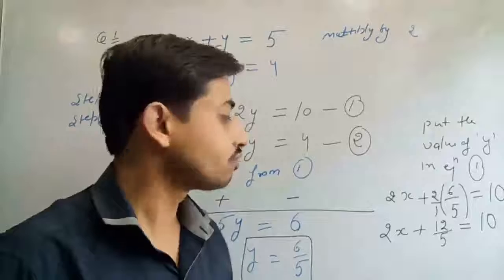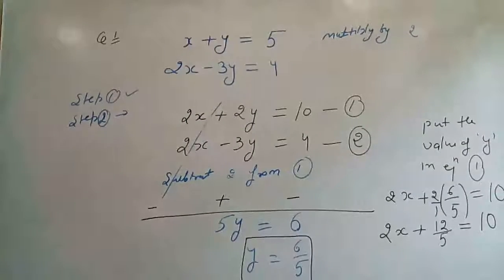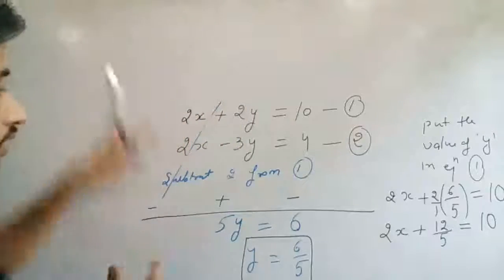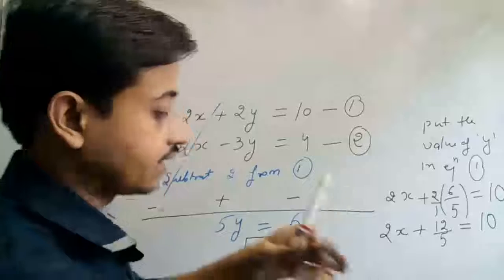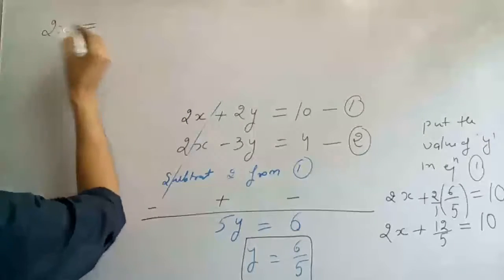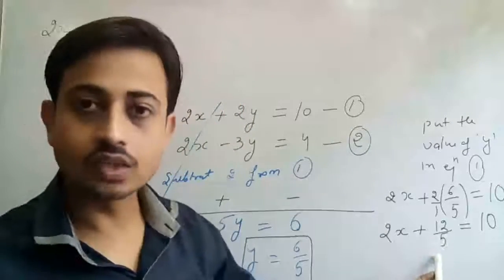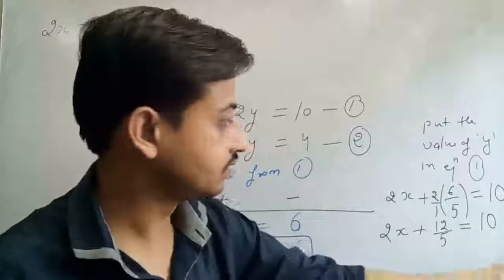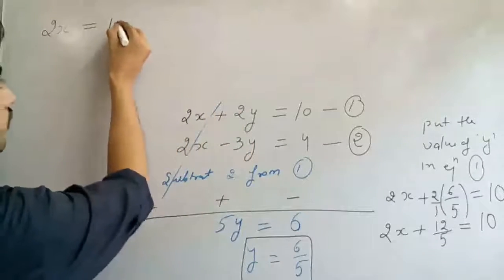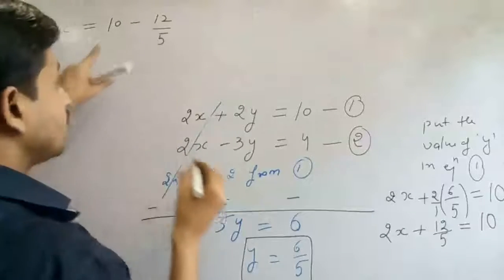Before solving further, please make a note first. Now I am solving this portion here. Now what will we get here? 2x. So I am writing 2x, because I want to get the value of x. So we have to take this 12 by 5 on the right hand side. It becomes negative. So what do I get? 10 minus 12 by 5. Now we have to solve this.